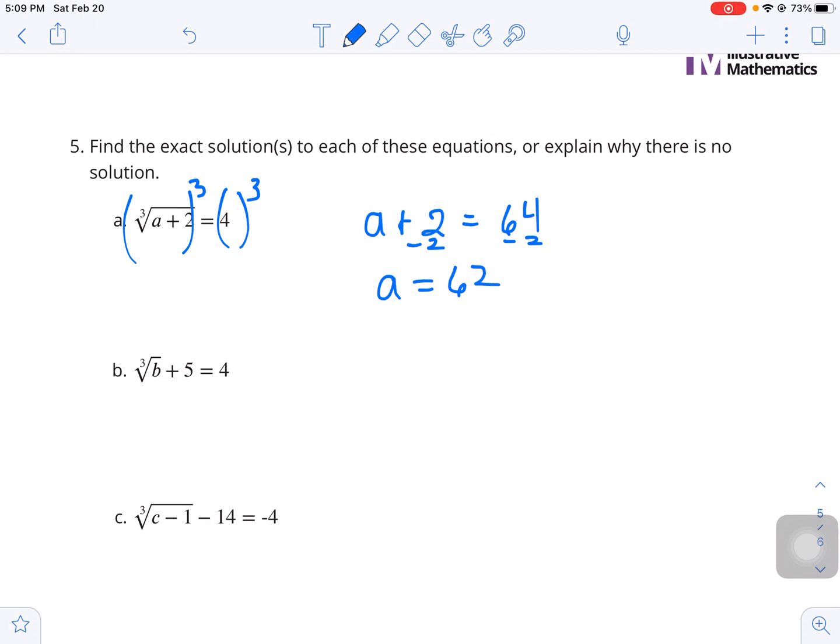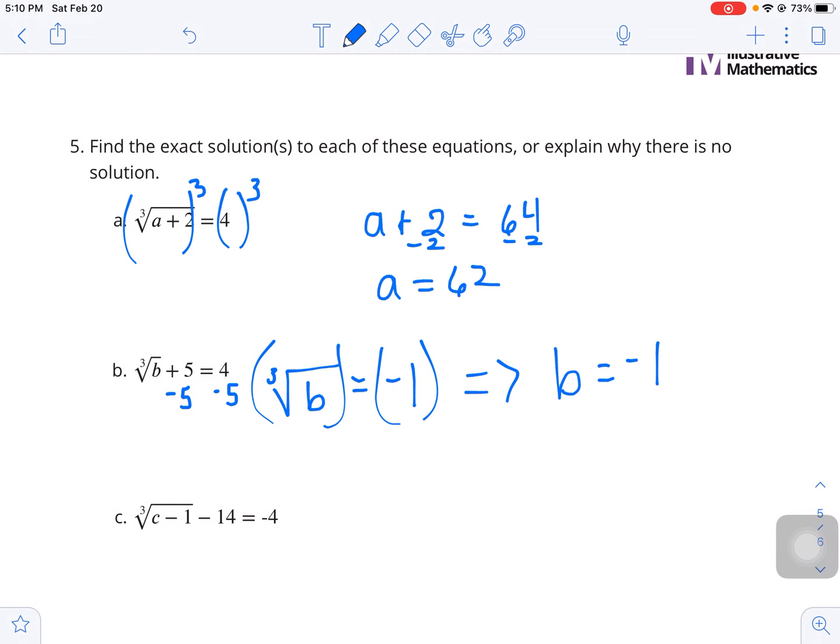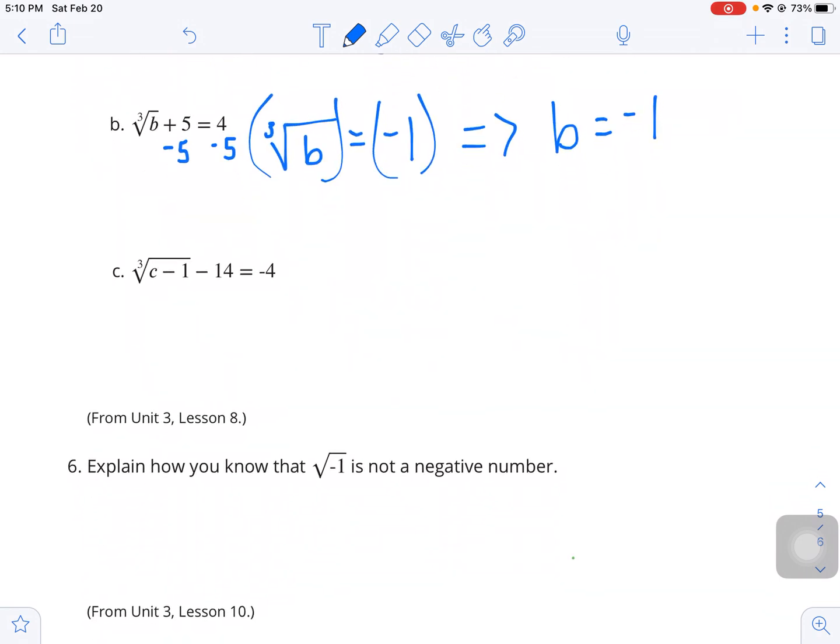The next one, the cube root of b plus 5 is equal to 4. I'm going to subtract 5 from both sides, and I get the cube root of b is equal to negative 1. And that's no problem because I've got an odd root there. The cube root of b, if I cube both sides, I get b is equal to negative 1 then.